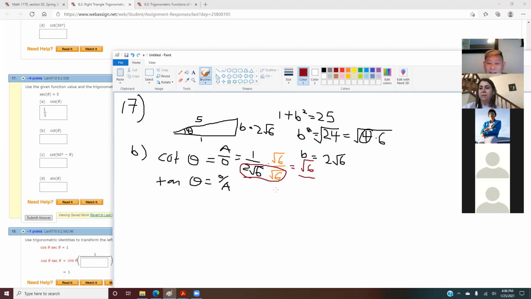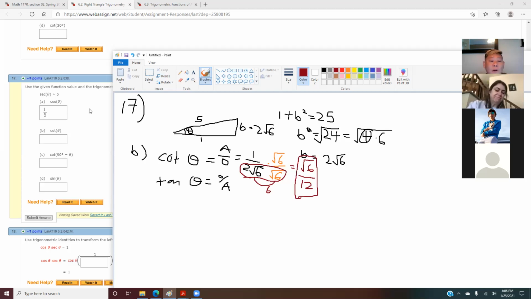It would be 2 times 6. Yep, 2 times 6, because root 6 times root 6 is 6, so 2 times 6 is 12. So your answer in this case for question B is root 6 over 12. Again, this is 6.2. So if you guys have any questions, we're going to do 6.2 first in your homework.